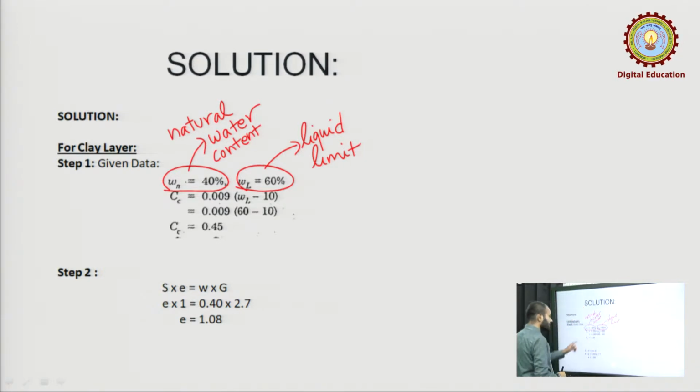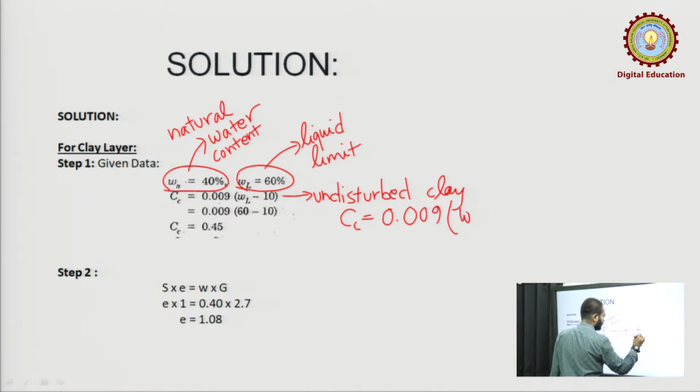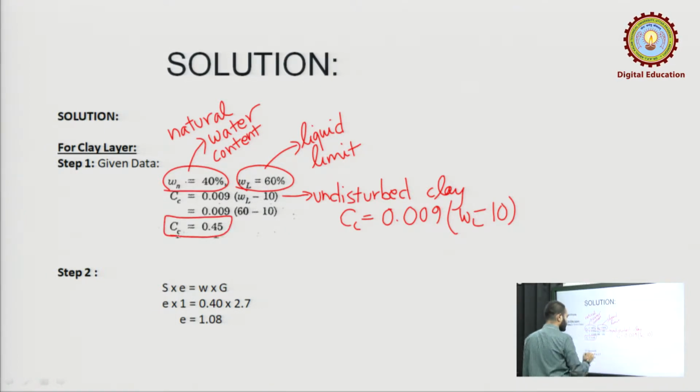Cc, if you remember, we discussed this one is for undisturbed clay. For undisturbed clay, the Cc formula was 0.009 into (Wl minus 10). So, Wl is given here as 60. Just calculate, and we will get the Cc value to be 0.45.